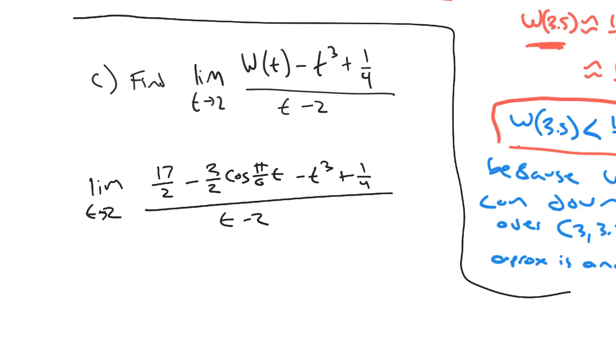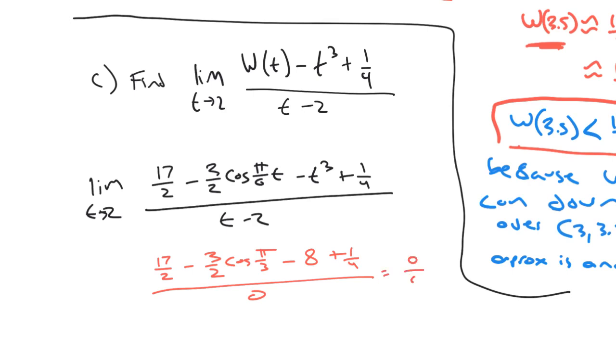Well, anytime we're evaluating a limit, you're supposed to plug in first. So let's see what happens if I plug in t equals 2. At t equals 2, I would get 17 halves minus 3 over 2 cosine of 2 pi over 6, which is pi over 3, minus t cubed, 2 cubed is 8, plus 1/4, over 0. And if we worked out all that on the top, we would get 0 over 0. So this limit evaluates to 0 over 0, which is indeterminate.